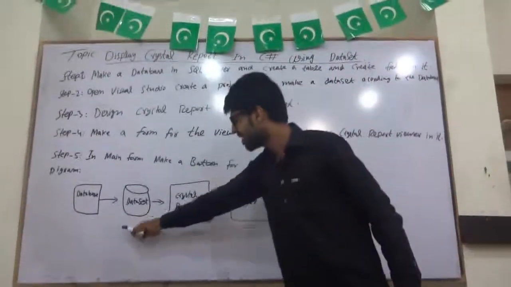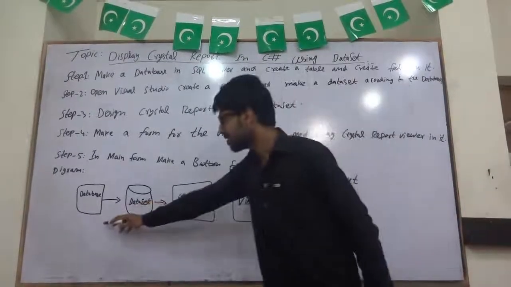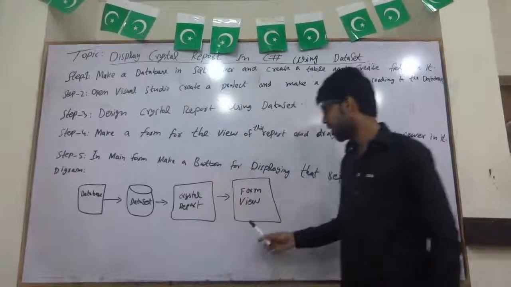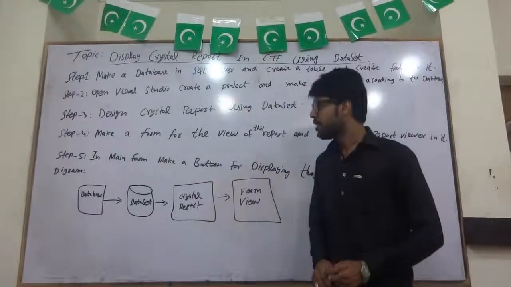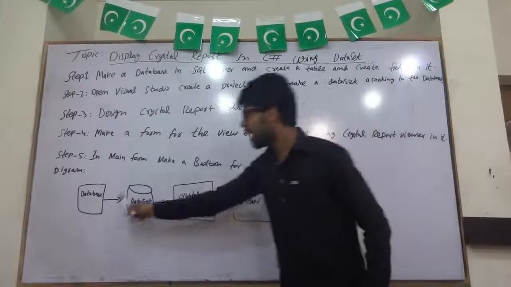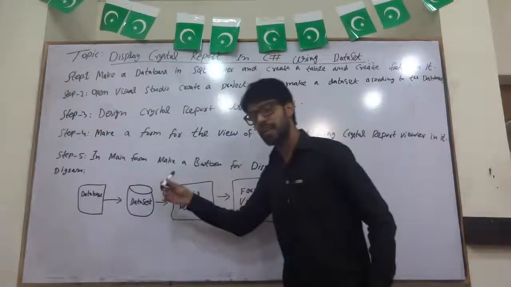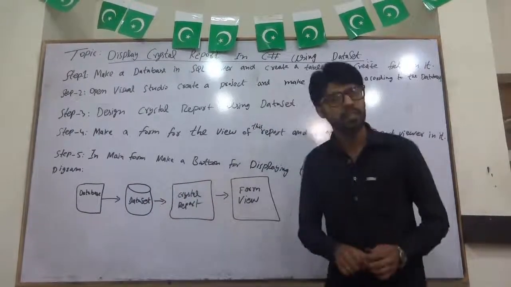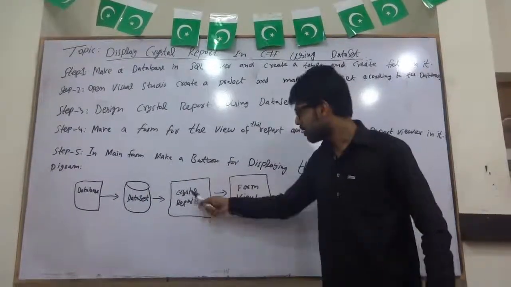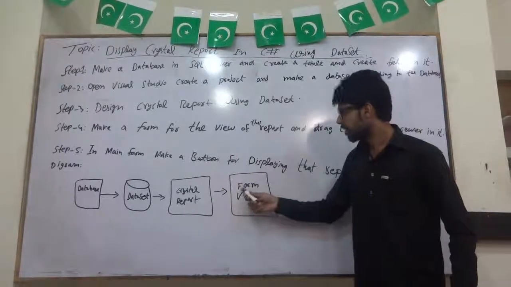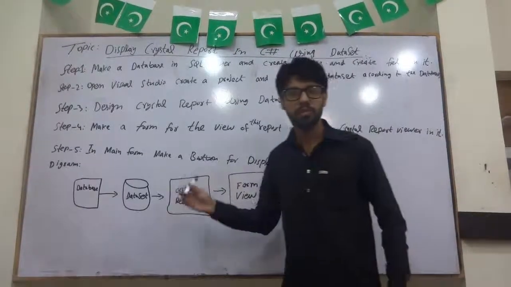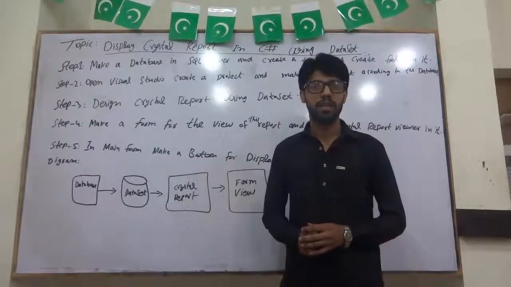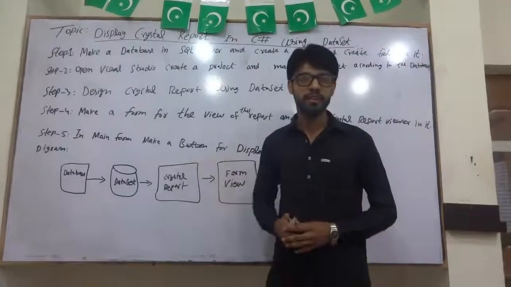By this diagram, we show that the database is there, and now the dataset is here. Now the Crystal Report is there. Now the form view is there. When we click the button, the data is fetched and goes into the dataset. The dataset then gives that data to the Crystal Report. The Crystal Report gives that report to the viewing form. The viewing form shows our data in it. We can see it in the coding section. So here we go to the coding section. Let's go.